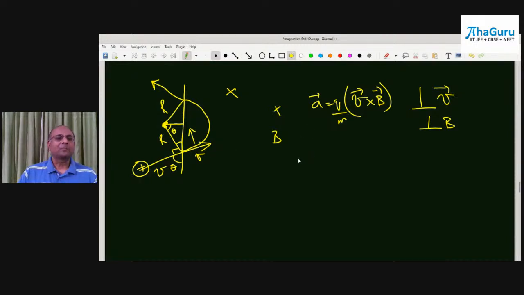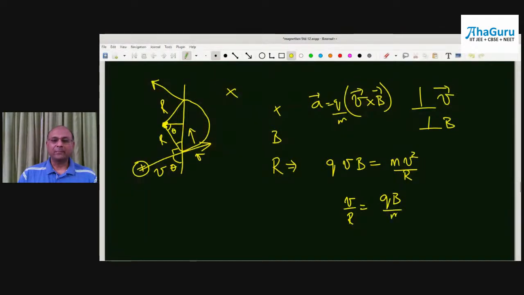We also saw how you calculate the radius by saying QVB, which is QV cross B, and V and B are perpendicular. So QVB is equal to MV squared by R. That tells us V by R is QB by M, because you can cancel out one V. So QB by M is V by R, but V by R is omega, because velocity divided by the radius tells you the angular velocity.